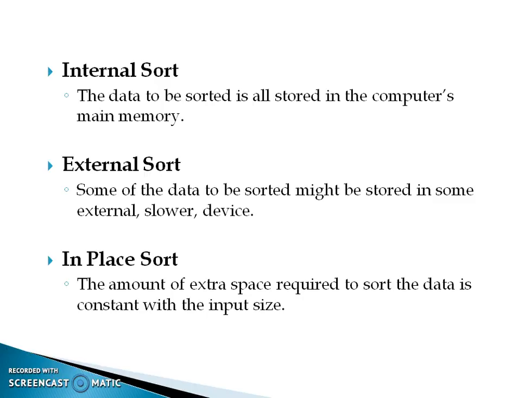Various types of sorting are given here. First is internal sorting, where the data to be sorted is stored in the main memory. Insertion sort, selection sort, and bubble sort are examples of internal sorting. Sorting which is performed outside the main memory, that means on an external device, is called external sorting. Quick sort and merge sort are the best examples of external sort. In-place sort requires only a constant amount of extra space for the input data. Insertion sort is the best example of in-place sort.